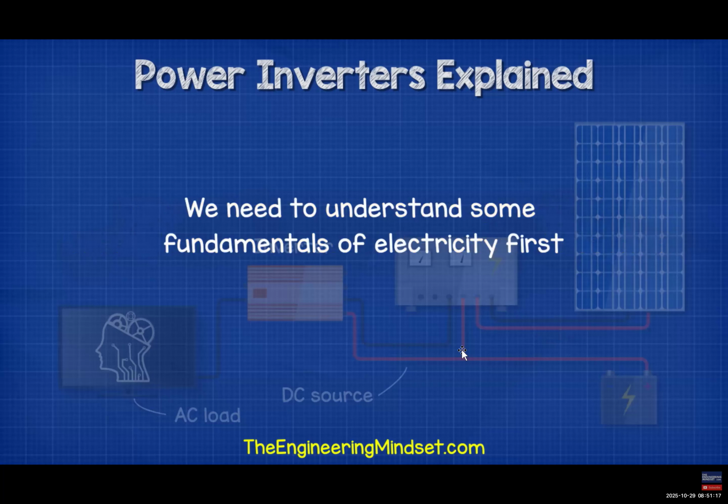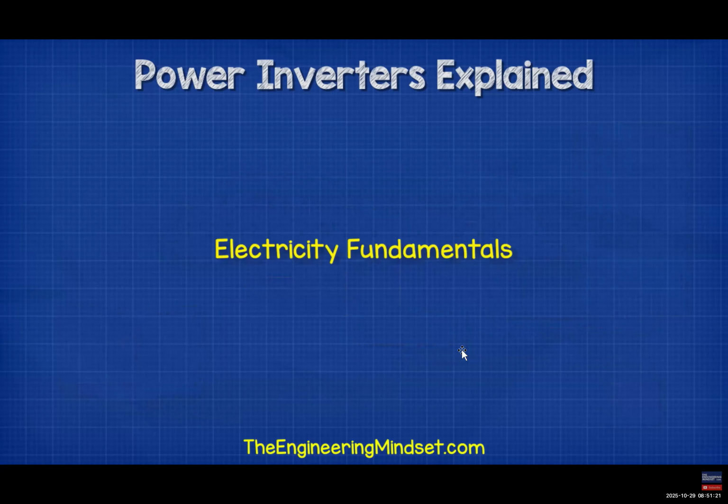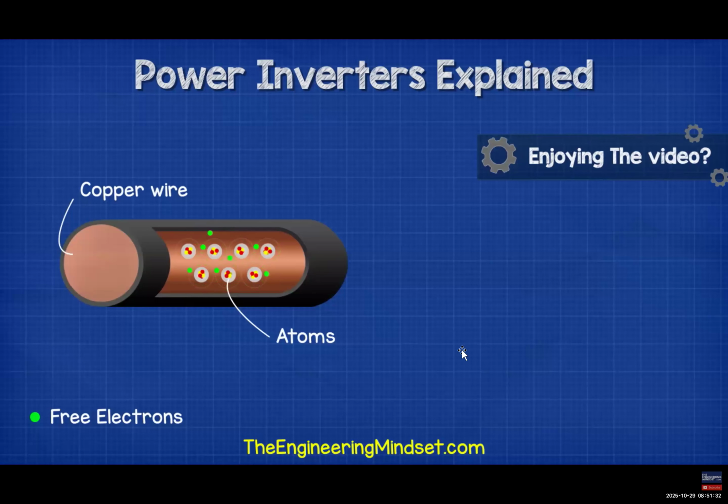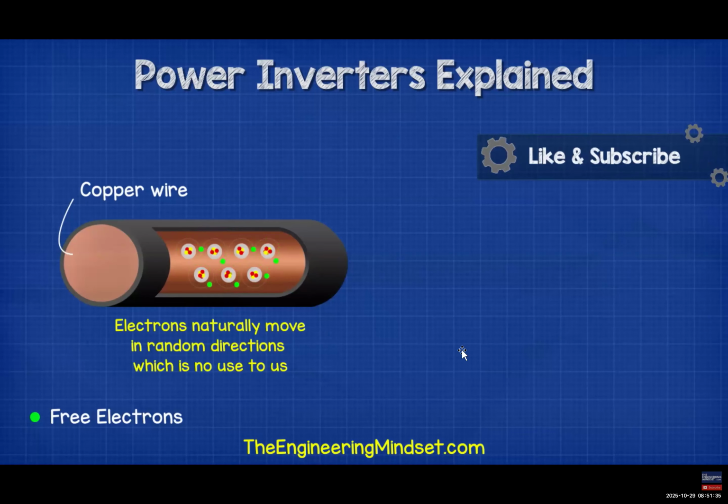To understand how an inverter works, we first need to understand some fundamentals of electricity. Inside a copper wire, we find copper atoms. These have electrons which can move to other atoms. These are known as free electrons because they are free to move around. They will randomly move in all directions, but this isn't of any use to us.